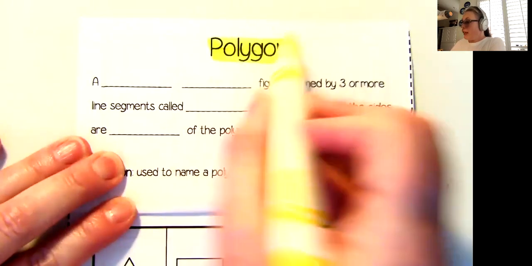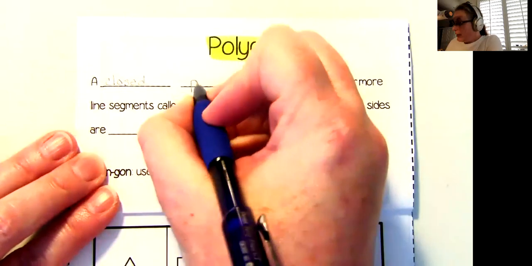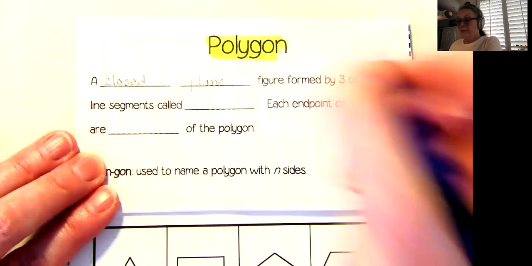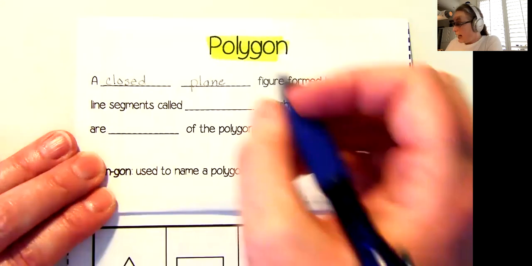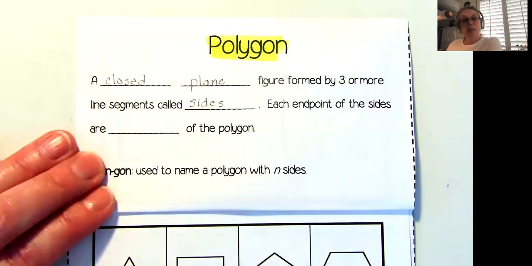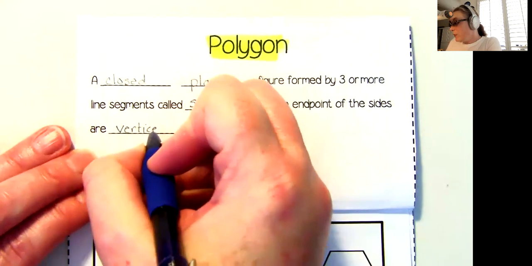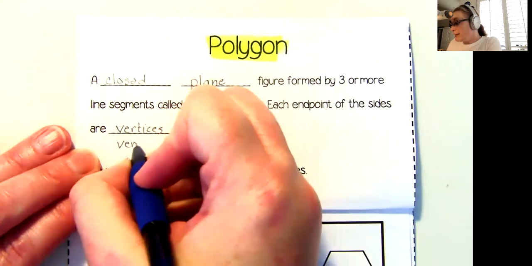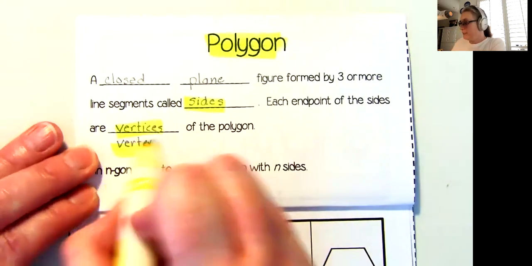A polygon is a closed plane figure formed by 3 or more line segments called sides. Each endpoint of the sides is what we call a vertex of the polygon, or vertices in the plural. So we have our sides and then we have our vertices.